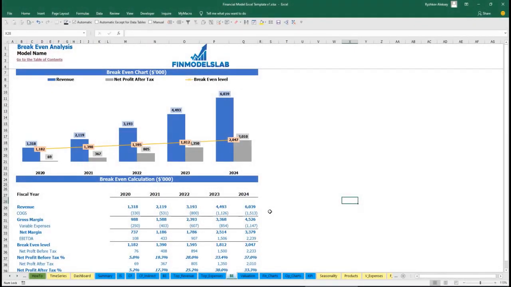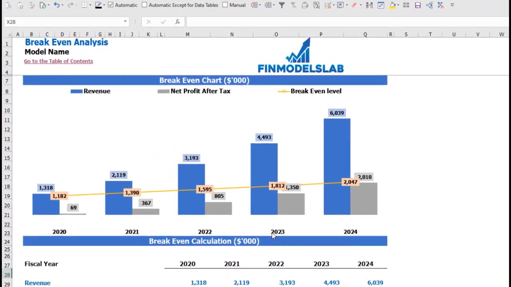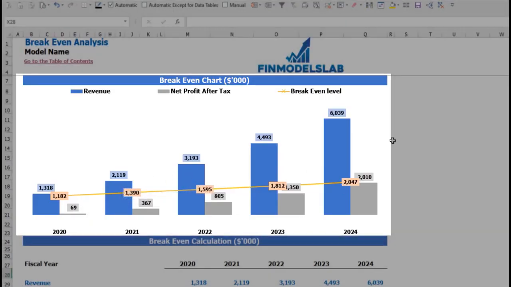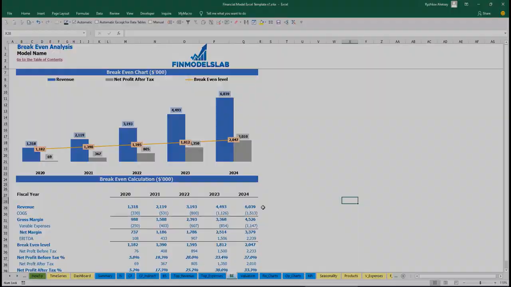On the Breakeven tab, you may find the calculation of revenue breakeven level and the breakeven chart. For this particular use case, you may find that your revenue breakeven level is less than the actual revenue calculation. This means that the company is profitable.